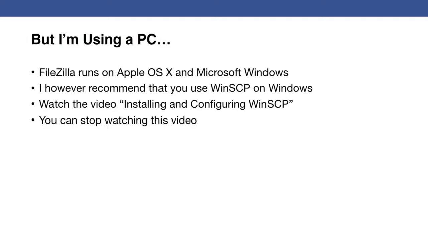Okay, but if you're using a PC, the FileZilla software runs on OS X, and we highly recommend that Mac users use it. It does run on Microsoft Windows as well, and if you want to use it on Windows, go ahead. We suggest that you use the WinSCP software, and there's another video on how to install that. Watch that video, and you can stop watching this video if you're going to use WinSCP on a PC.